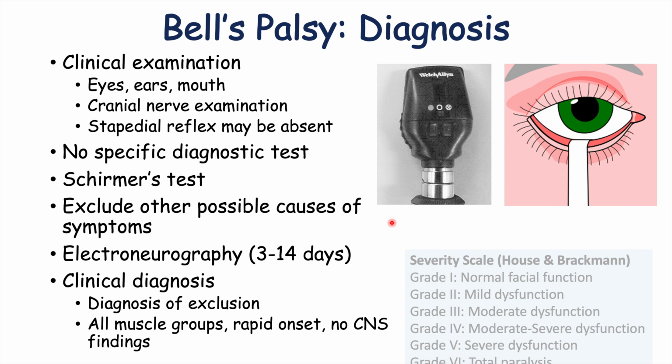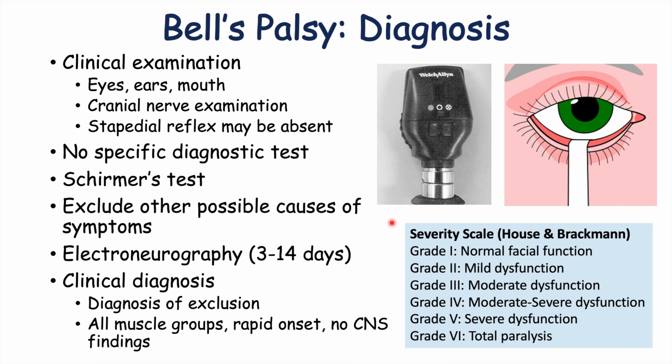And then there is a severity scale for Bell's palsy by House and Brackmann. There are 6 grades of severity. Grade 1 is where there is a normal facial function. Grade 2 is mild dysfunction. Grade 3 is moderate dysfunction. Grade 4 is moderate to severe dysfunction. Grade 5 is severe dysfunction. And grade 6 is total paralysis. So there is this scale as well for making an assessment of the severity of the facial paralysis.